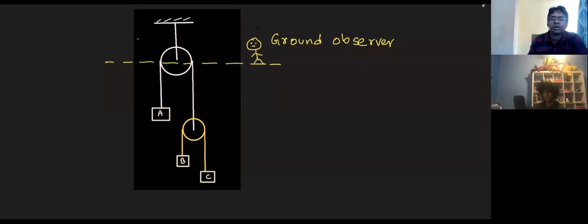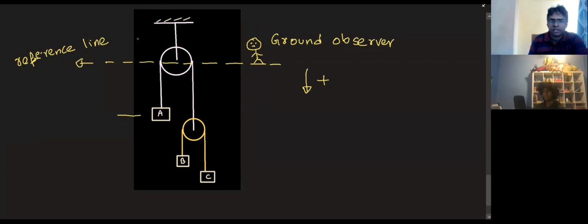Now, we're going to say that this guy takes a sign convention that anything pointing in the downward direction is positive. So from this reference line, we're going to write the positions of these blocks.